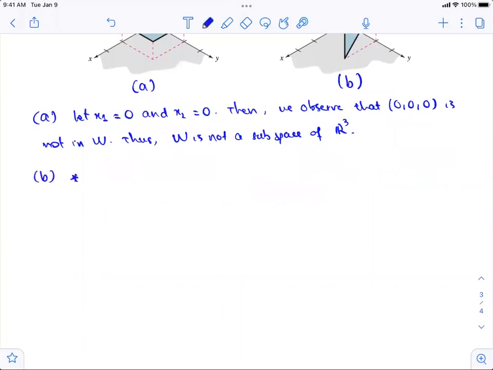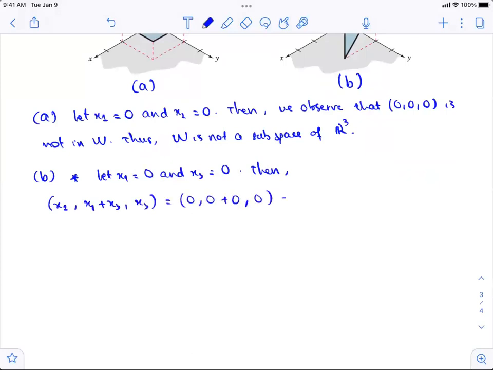Okay, part B here. You need first to show that the zero vector is in the set. So you let x1 equal 0 and x3 equal 0. Then the vector (x1, x1 + x3, x3) equals (0, 0 + 0, 0), which is the zero vector. So this zero vector is in W. Sorry, it's not H. So the zero vector is in the set, which is good.